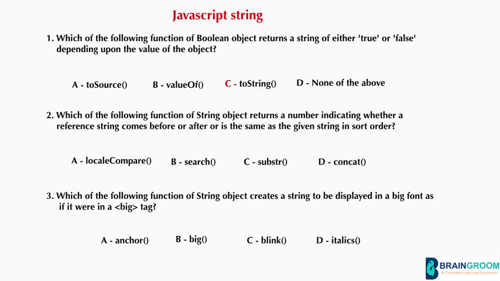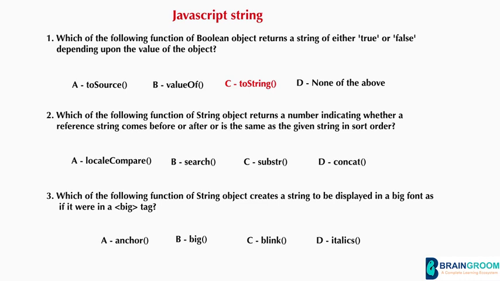Which of the following functions of the Boolean object returns a string of either true or false depending upon the value of the object? Option A, toSource. Option B, valueOf. Option C, toString. And option D, none of the above. Answer, option C, toString. Explanation: the toString function returns a string of either true or false depending upon the value of the object.